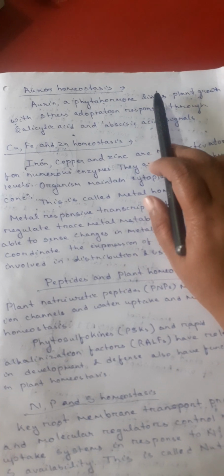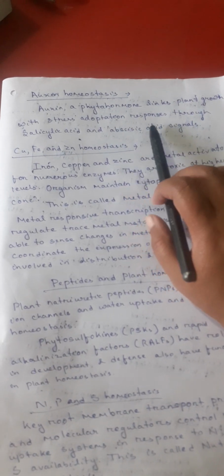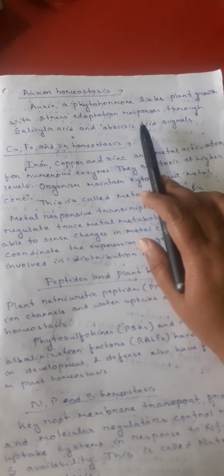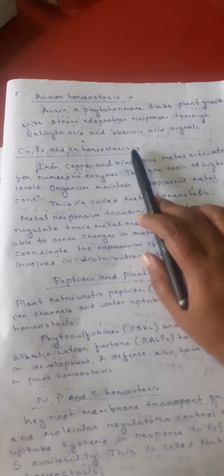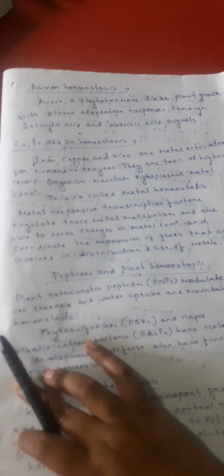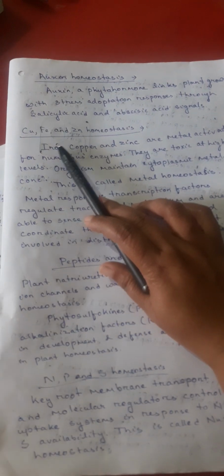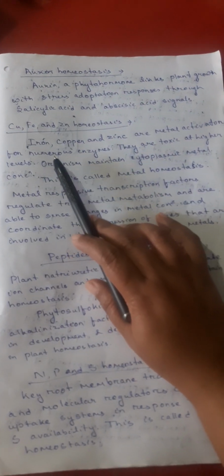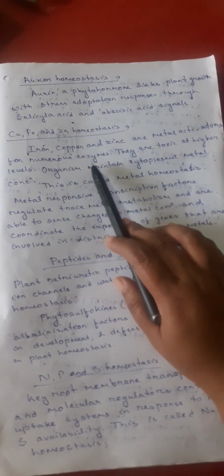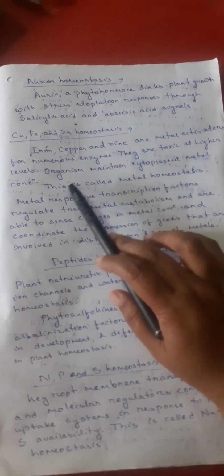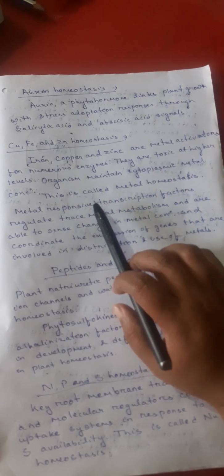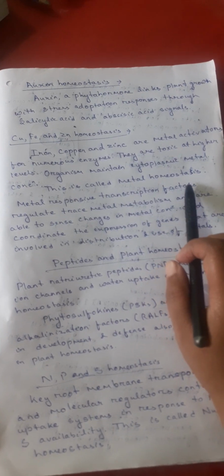Next, auxin homeostasis. Auxin, a phytohormone, links plant growth with stress adaptation responses through salicylic acid and abscisic acid signals. Next, copper, iron and zinc homeostasis. Iron, copper and zinc are metal activators for numerous enzymes. They are toxic at higher levels. Organisms maintain cytoplasmic metal concentration, which is known as metal homeostasis.